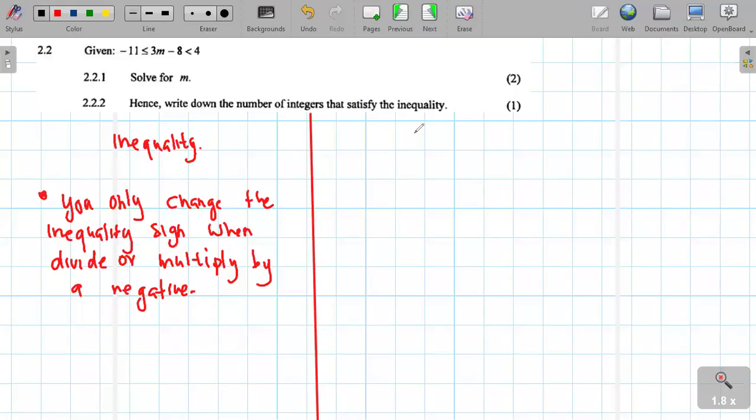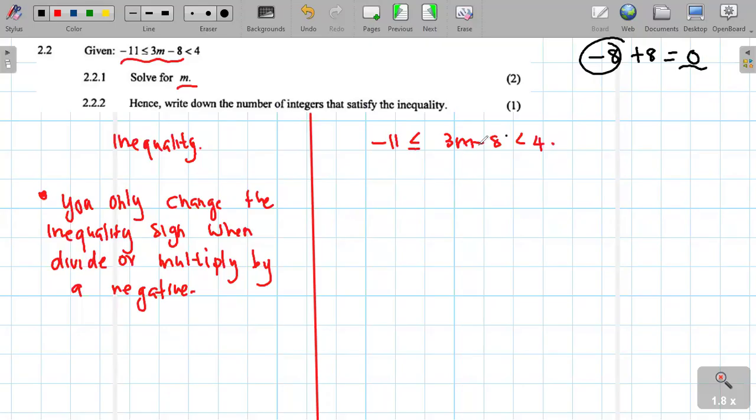Let's look at the given: negative 11 is less than or equal to 3m minus 8, which is less than 4. Solve for m. I want m. In order to remove the negative 8, I need to add 8, so that the addition gives me 0.